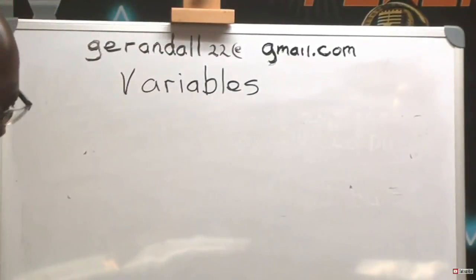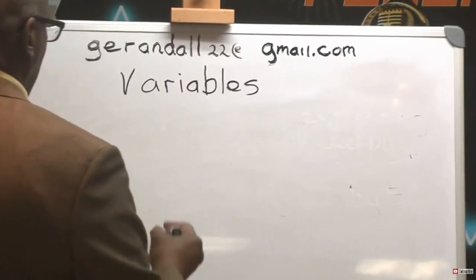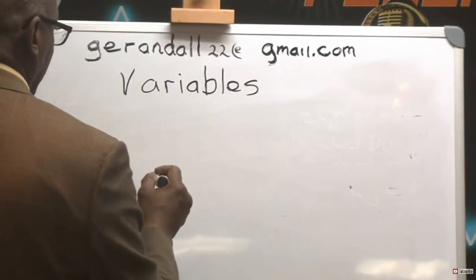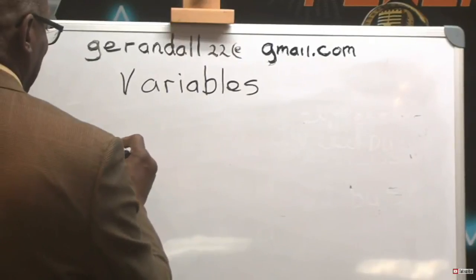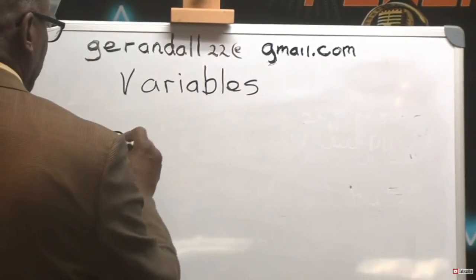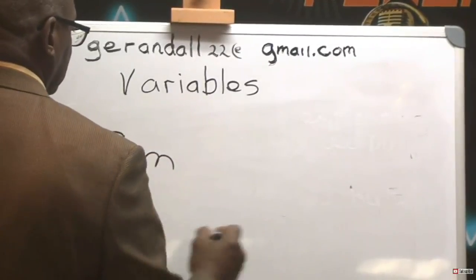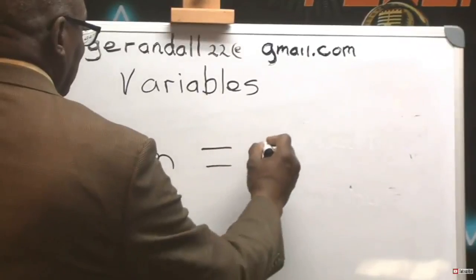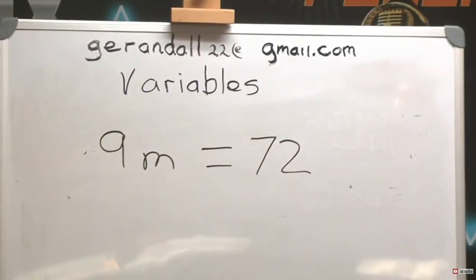And here's another. The product of a number multiplied by 9. A product, so that means multiplication, multiplied by, and it equals 72.